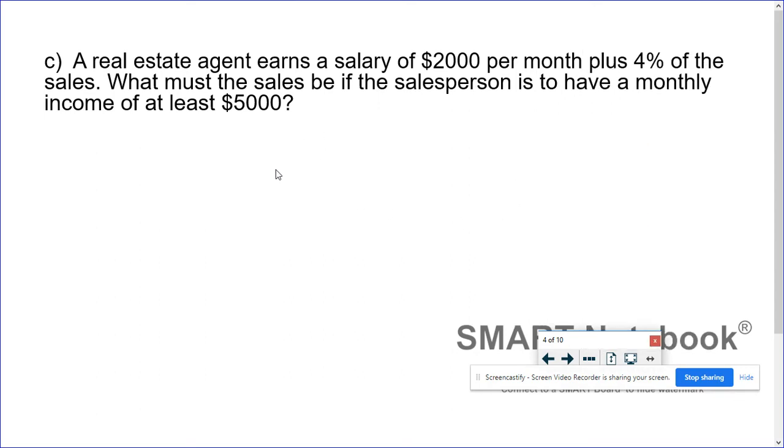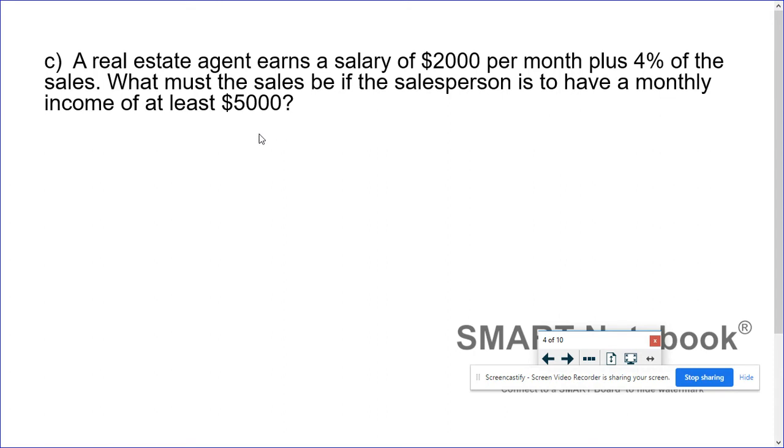So here's a question in context where we're going to write an inequality and then solve it to answer the question. It says a real estate agent earns a salary of $2,000 per month plus 4% of the sales, meaning they get that $2,000 no matter what. And then they also earn 4% of whatever they sell. What must the sales be if the salesperson is to have a monthly income of at least $5,000?